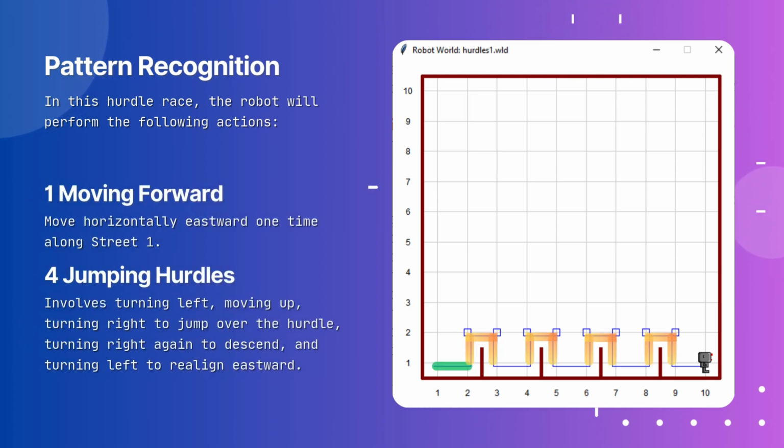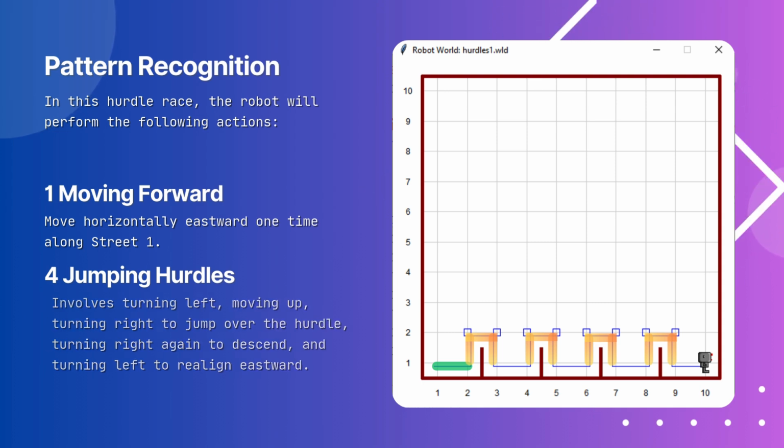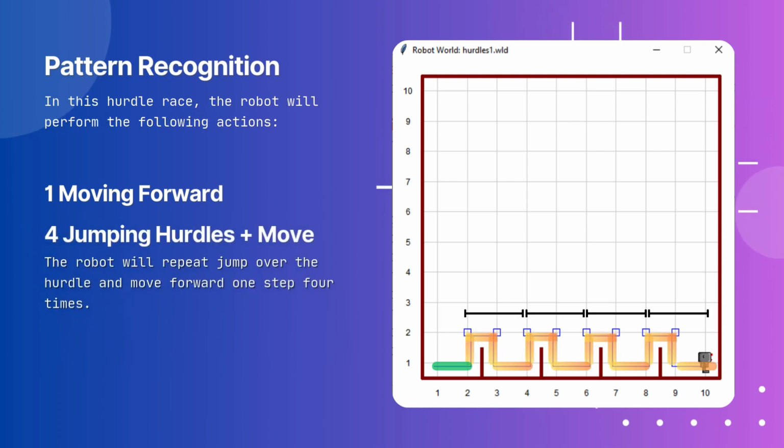Then, it will jump over the hurdle using the jumping sequence, which involves turning left, moving up, turning right to jump over the hurdle, turning right again to descend, and turning left to realign eastward. After this first movement, the robot will repeat jump over the hurdle and move forward 1 step 4 times. These movements and jumps will help the robot cross each of the 4 evenly spaced hurdles along Street 1.